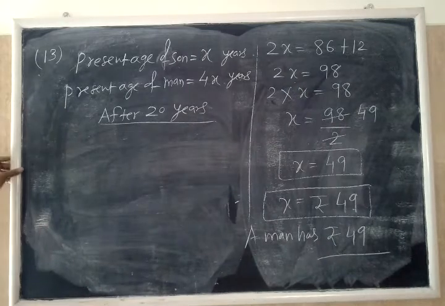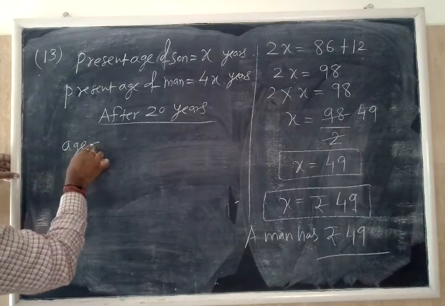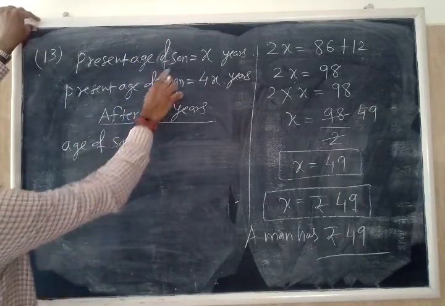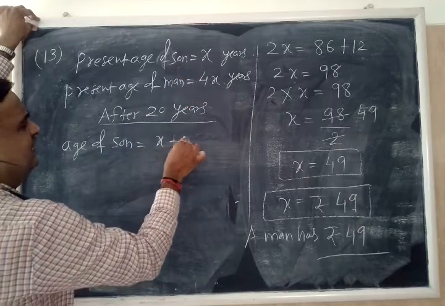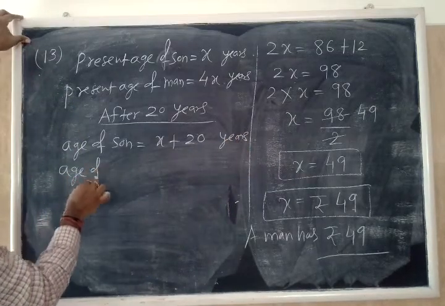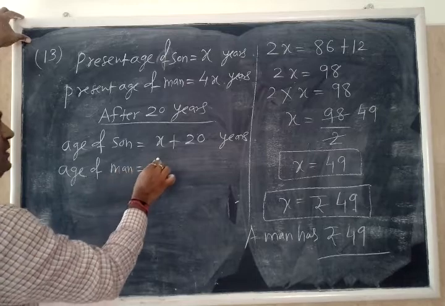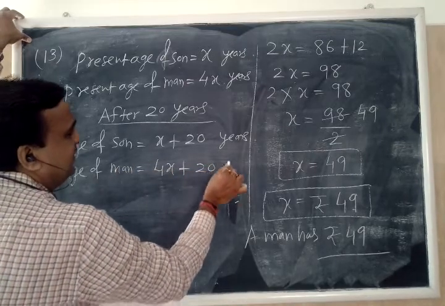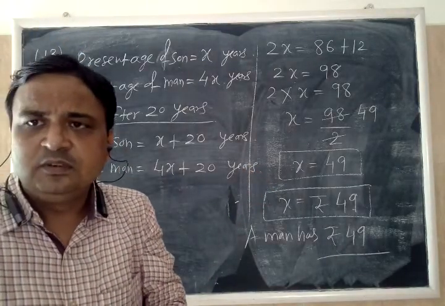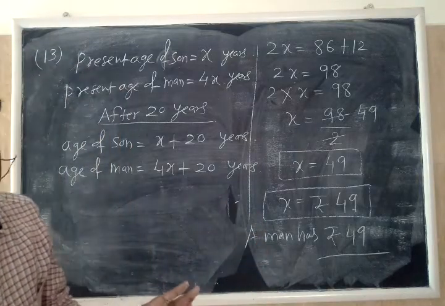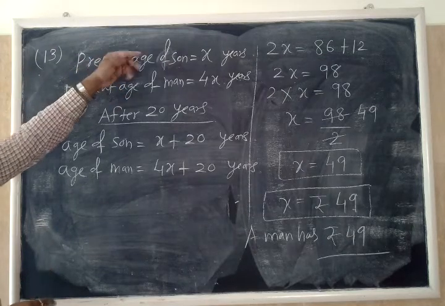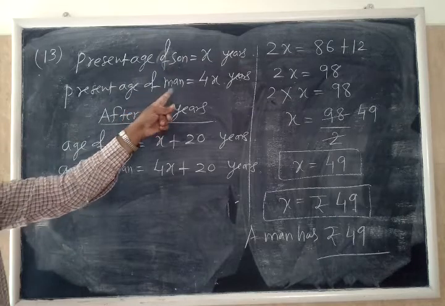After 20 years, what will be the age of son? Age of son is x, so x plus 20 years. And what will be the age of man? 4x plus 20 years. Not 24, my dear. 4x and 20 I cannot add because they are not like terms. After 20 years, you add 20 to the age of son, which will be x plus 20. The age of man will be 4x plus 20.